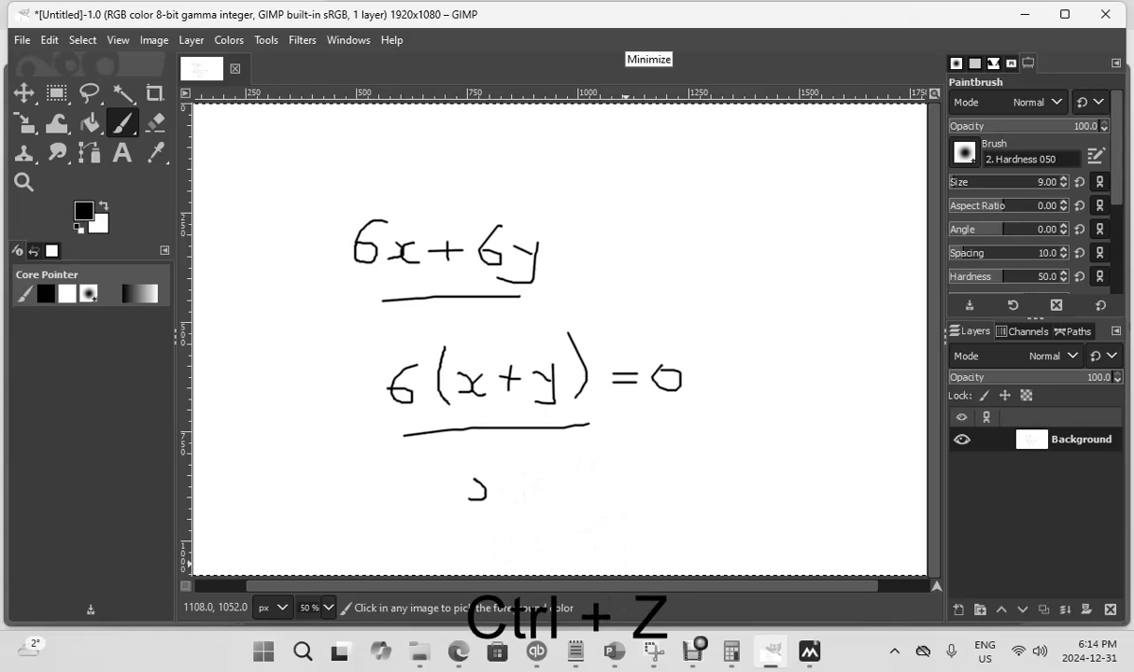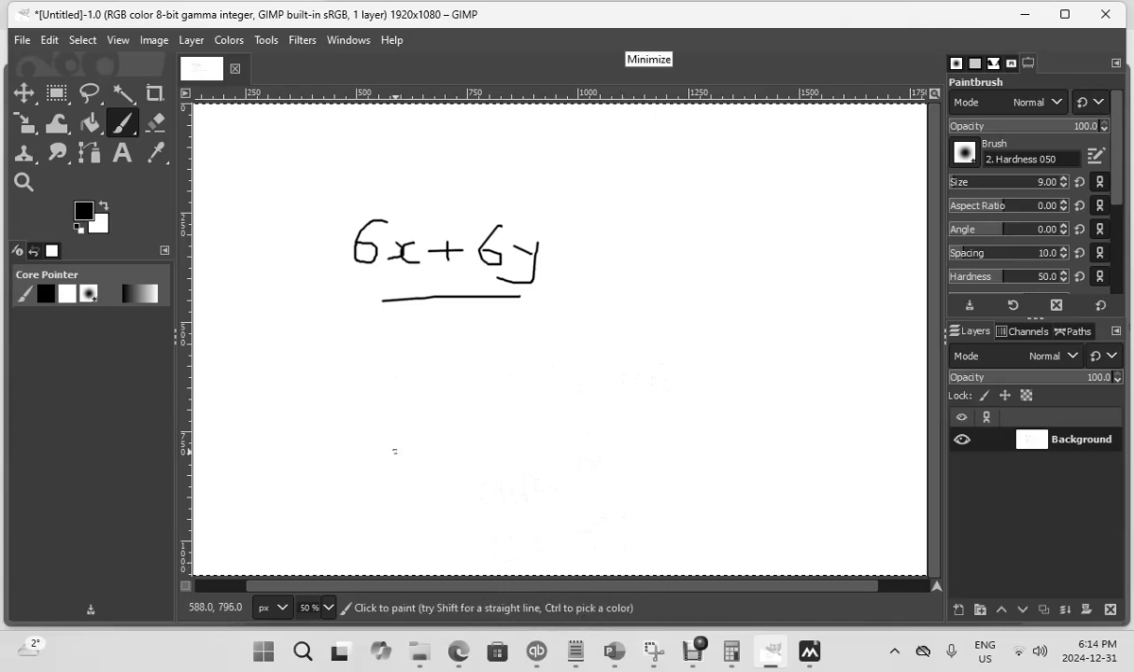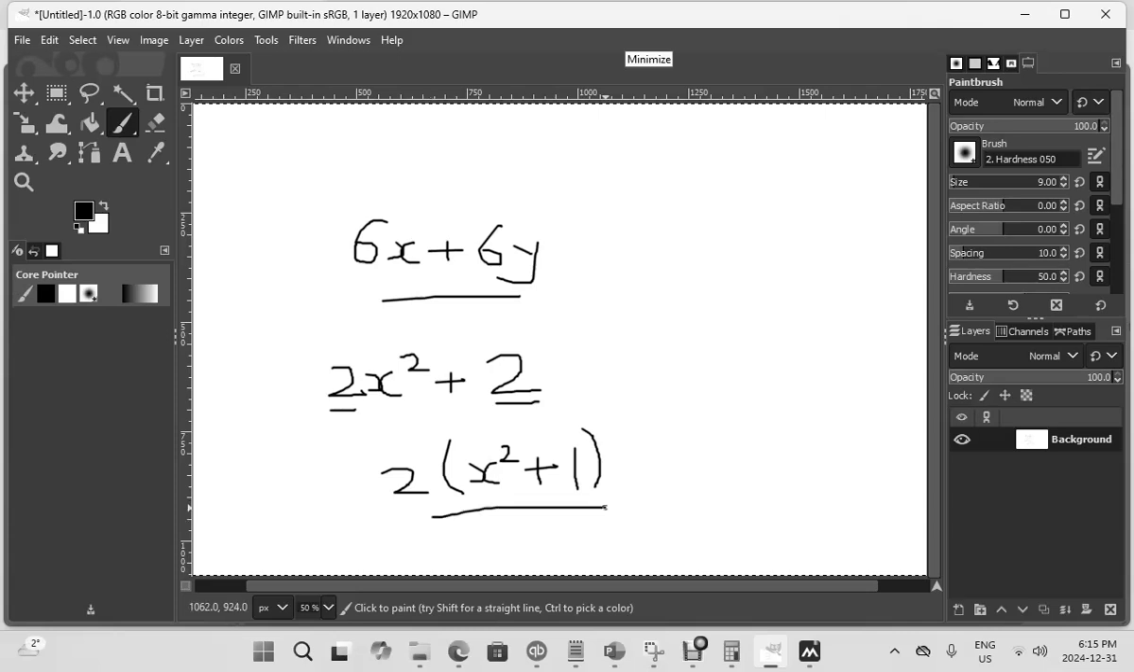Now, let's look at another example. This is the second example: 2x squared plus 2. The common factor here is the number 2, so 2 goes outside the bracket. This will be x squared plus 1. 2 goes into 2x squared once, plus 2 goes into 2 once, so x squared plus 1. This will be your answer or solution.